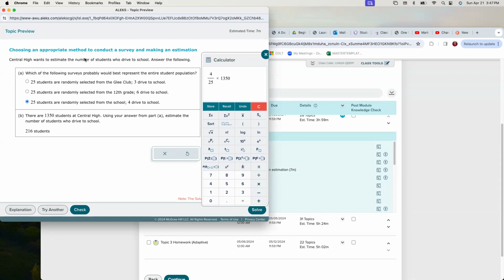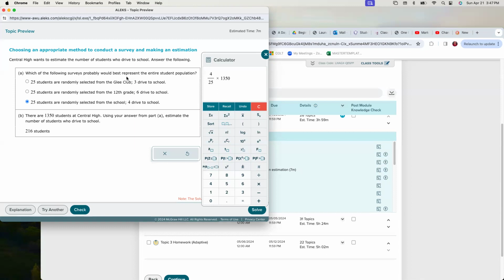But this problem here has to do with, again, dealing with sampling. Please use pause and so forth to read this in detail, but there are 1,350 students at a high school, and that's the population. And we want to estimate the number of students who drive to school. Okay. And so here they're kind of guiding you through it.